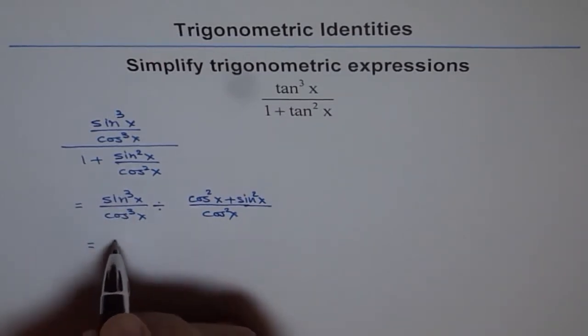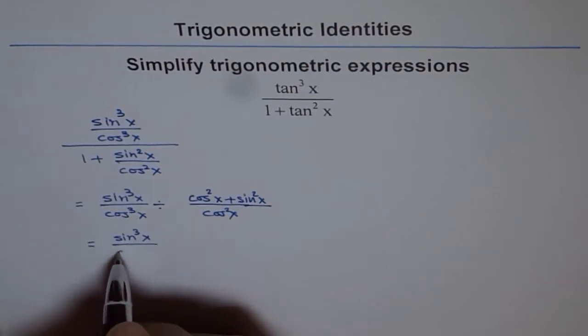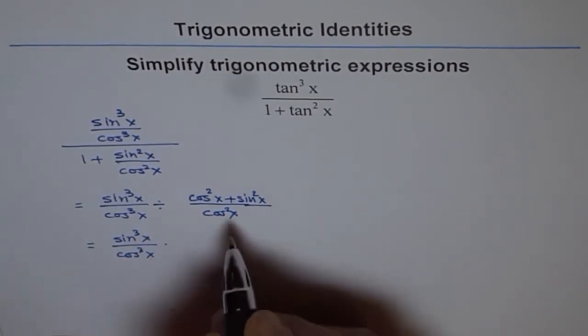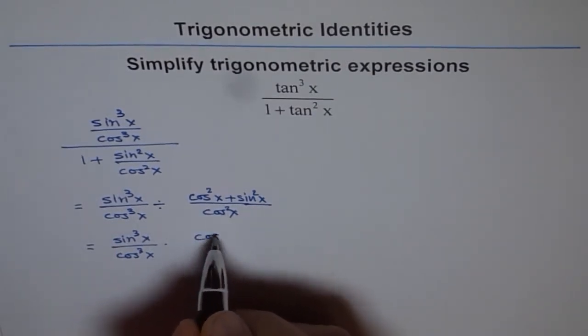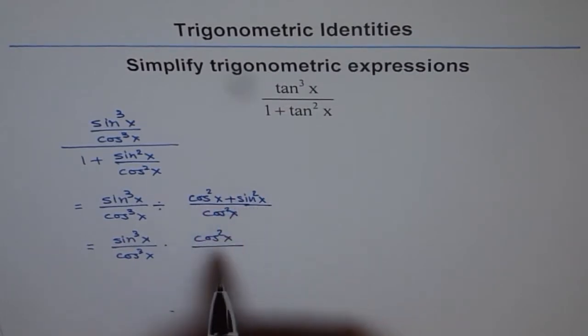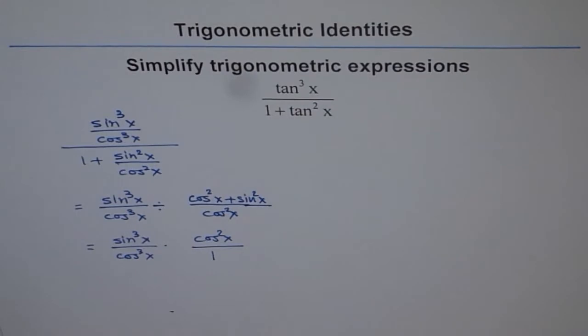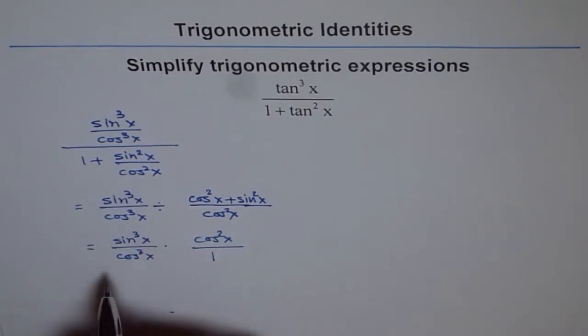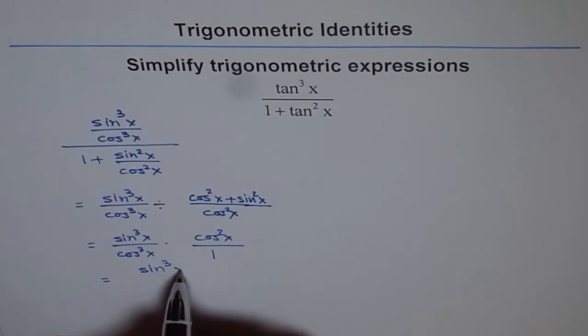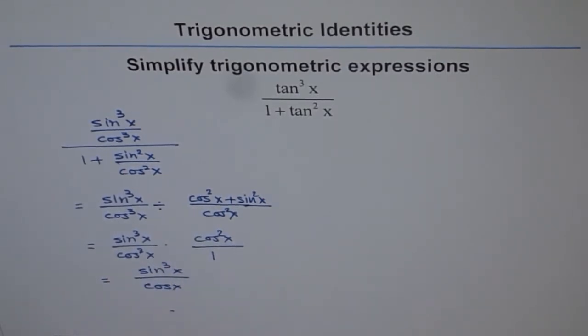So let's see what next is. So we'll write sine cube x over cos cube x, and that means times reverse reciprocal of it, correct? So we'll do cos square x over, and you know what cos square x plus sine square x is? That is 1, correct? I hope you remember these identities. These are Pythagorean identities, right? So cos square x plus sine square x is 1. So we can write 1 here, right? So divided is converted to multiply, and we get cos square x over 1, correct? Now cos square x and cos cube x, 2 of them get cancelled. Cos square x will get cancelled, and we are left here with sine cube x over cos x. So that is a simplified expression for the given expression, right?